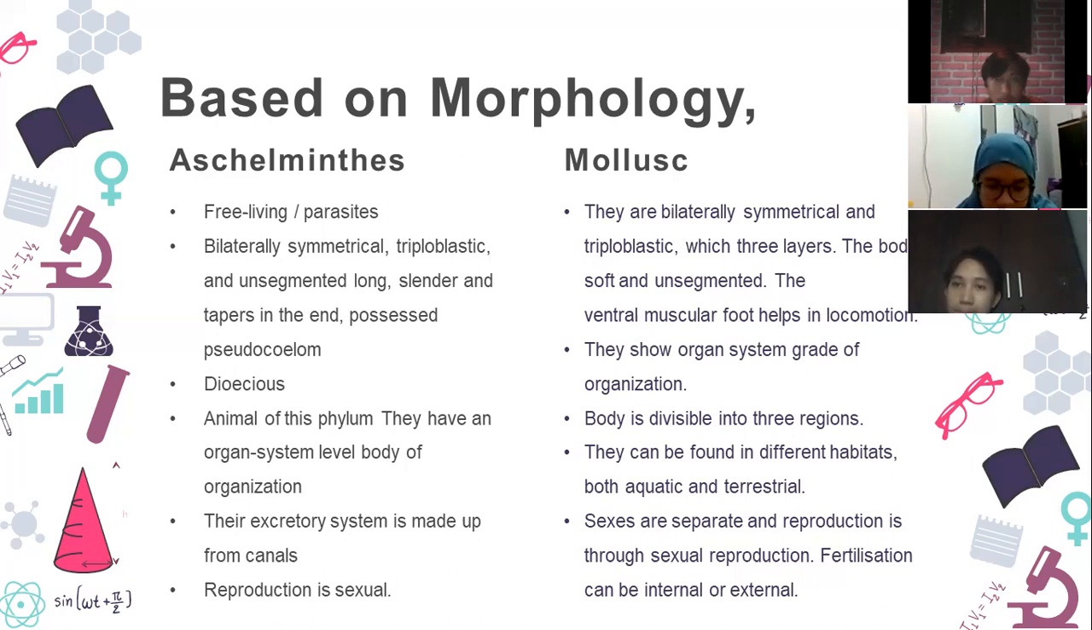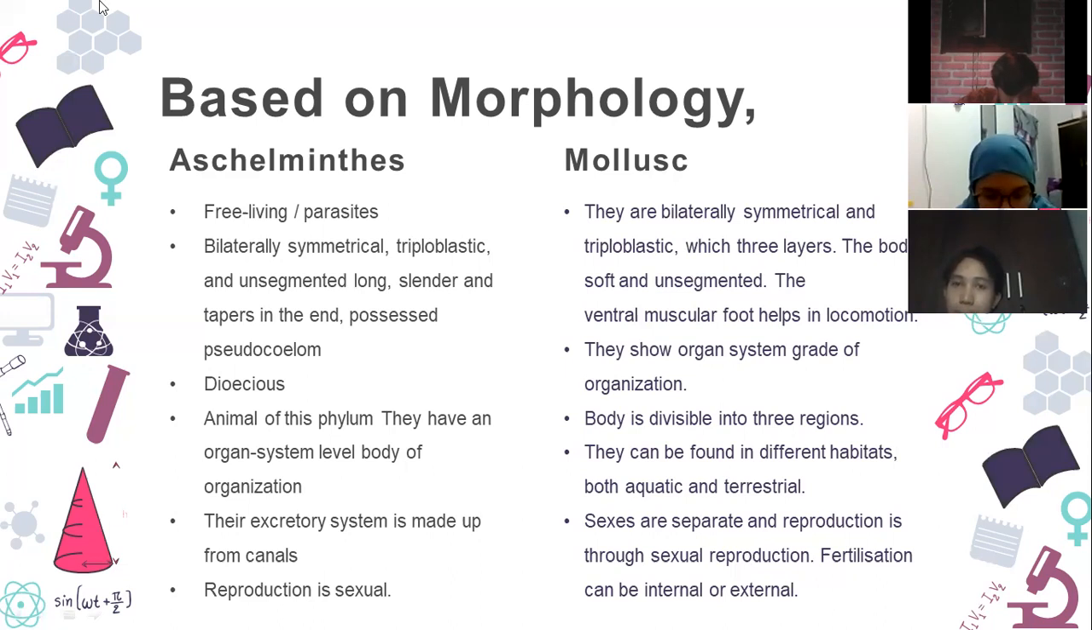The second part is the mollusks, whose key features you can see here. They're bilaterally symmetrical and triploblastic, same as the first one, meaning they have 3 layers of skin. Their body is soft and unsegmented. The ventral muscular foot helps in locomotion. And they show an organ system grade of organization.